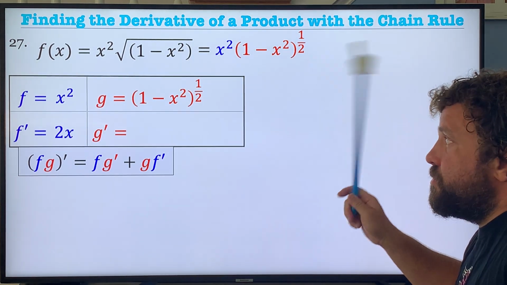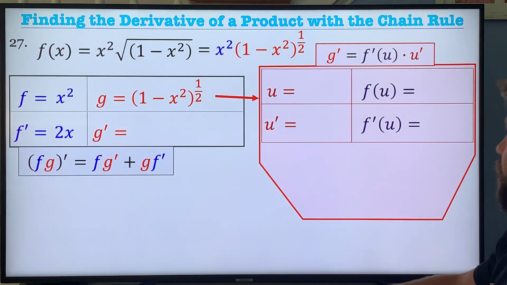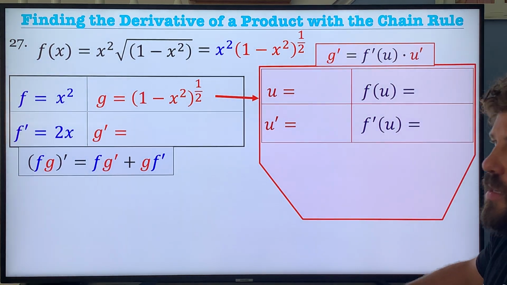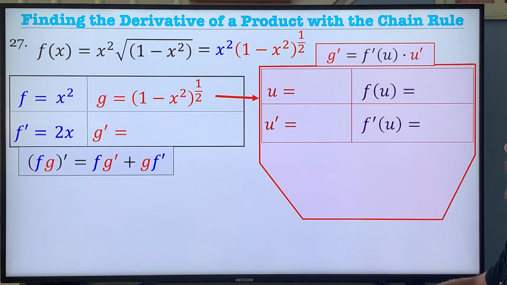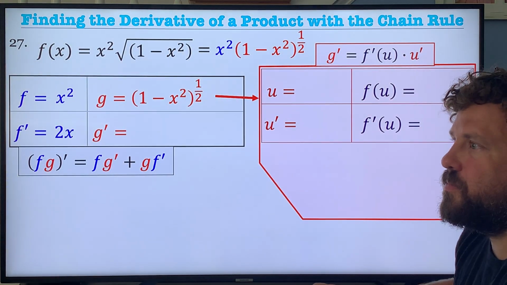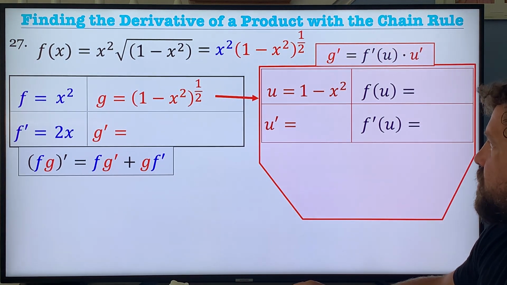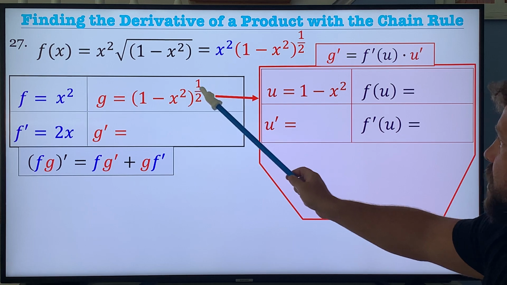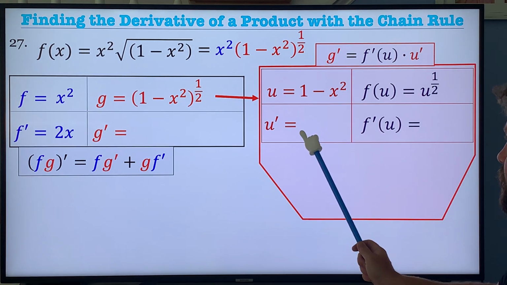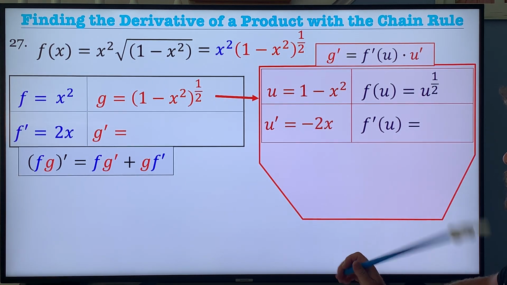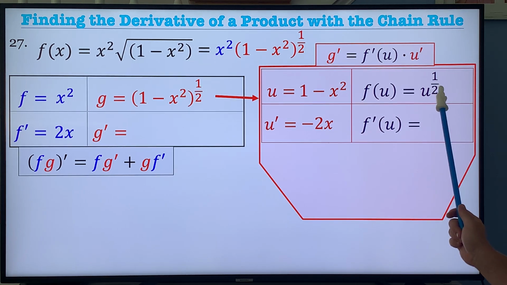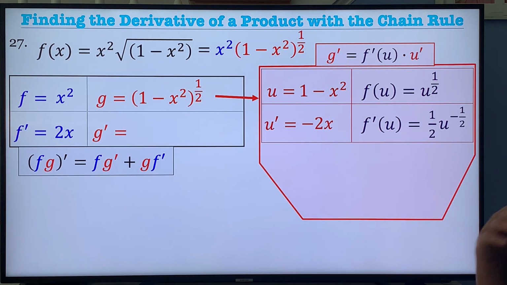Chain rule. Boom. So, you have your product set up. On top of your product, you're going to do a little chain. So, what is my u? 1 minus x squared. What's my f of u? U to the 1/2. What's my u prime? Negative 2x. What is my f prime u? 1/2 u to the negative 1/2.